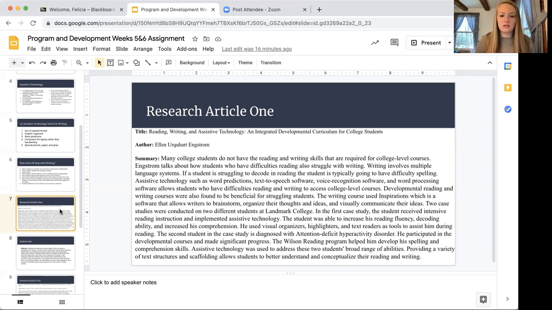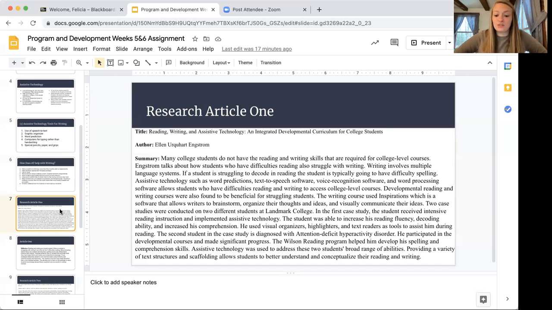So these students were able to increase their fluency in decoding and increase their comprehension, which was super awesome. And they were able to really develop their spelling and their writing. And they wouldn't have been able to be successful in college without this assistive technology and those developmental classes. So I thought that was a really amazing article that shows how important assistive technology is when writing. And these two students show how beneficial it is.